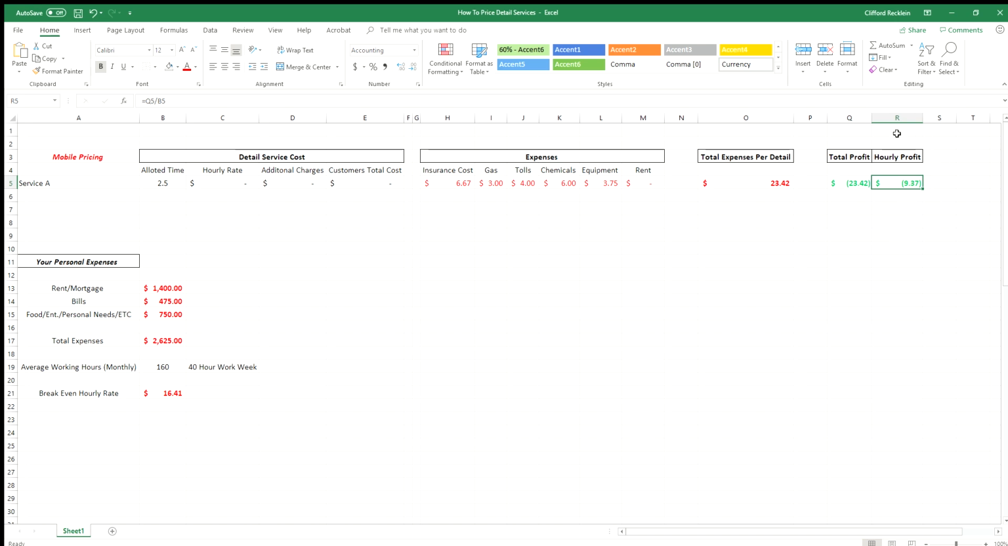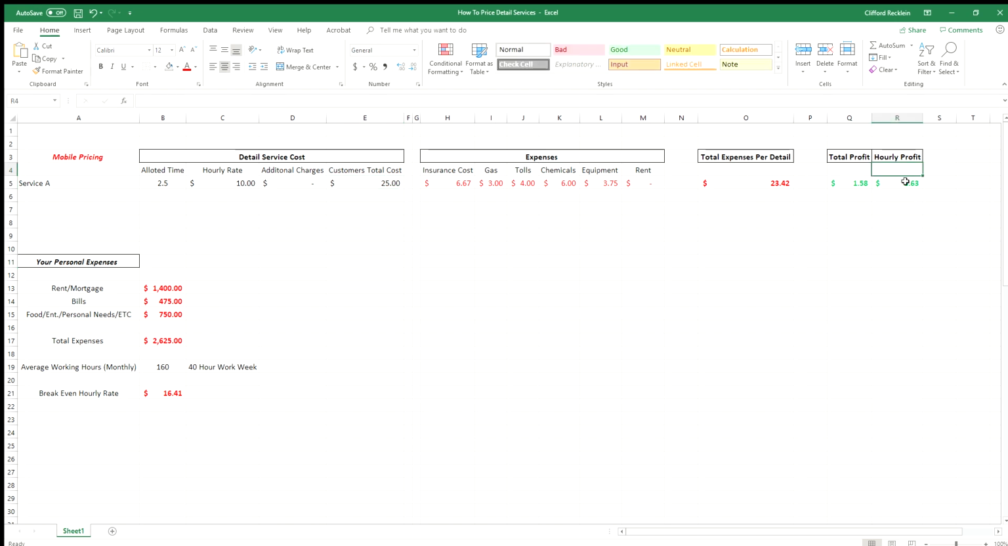So now we have something compiling over here. The next thing that we need to figure out is what we need to charge in order to get this number positive. So I'm going to put here initially $10, right? And now we have the total cost of the detail pop up.